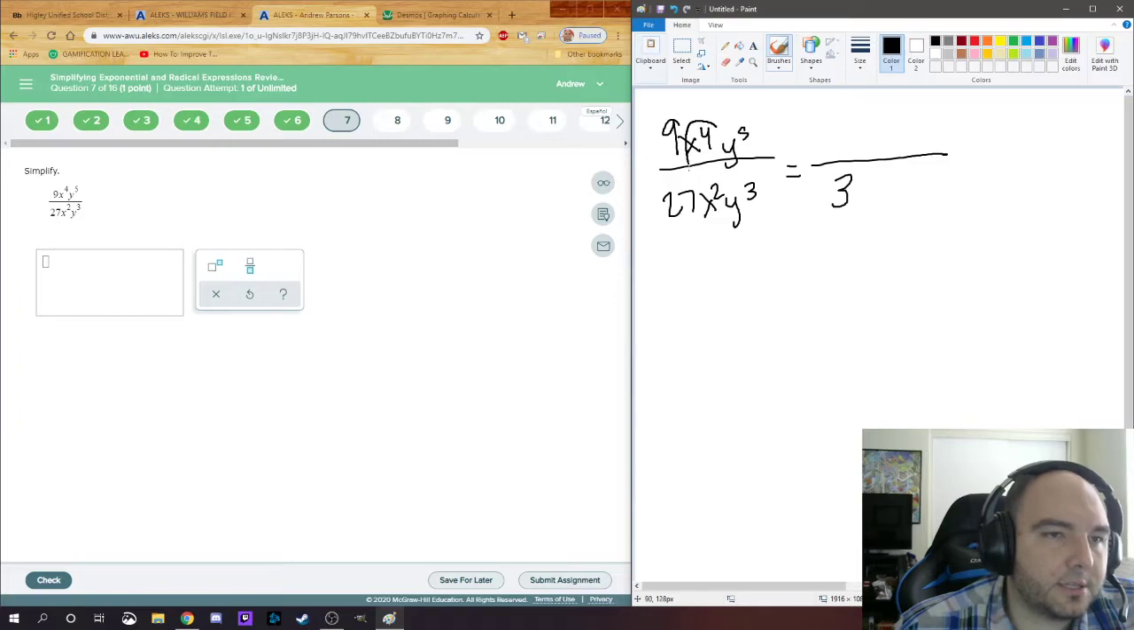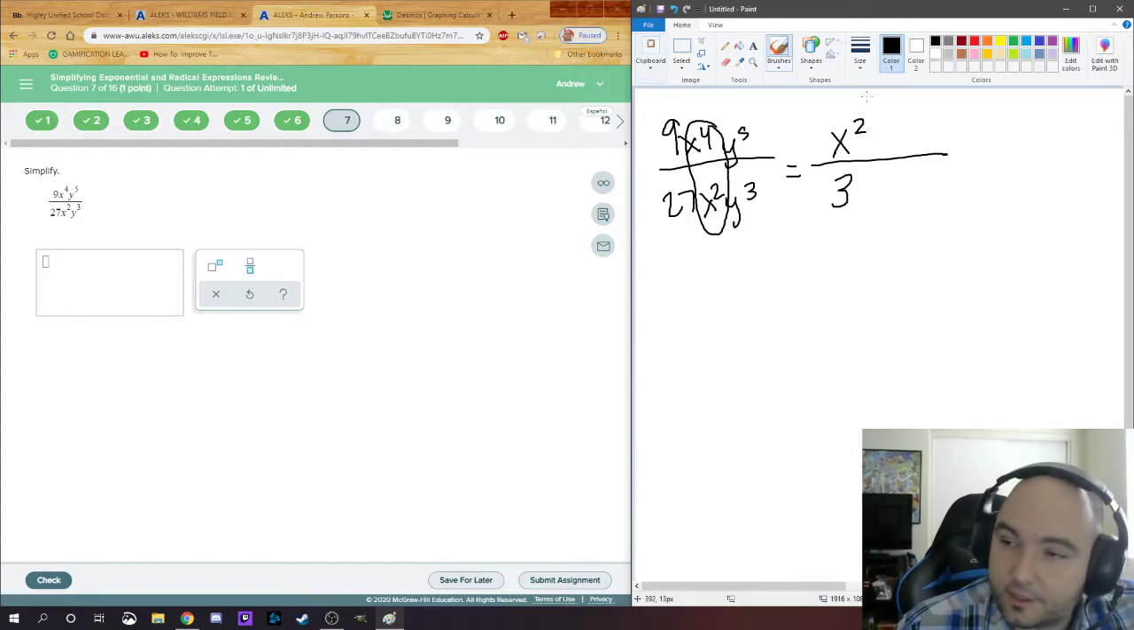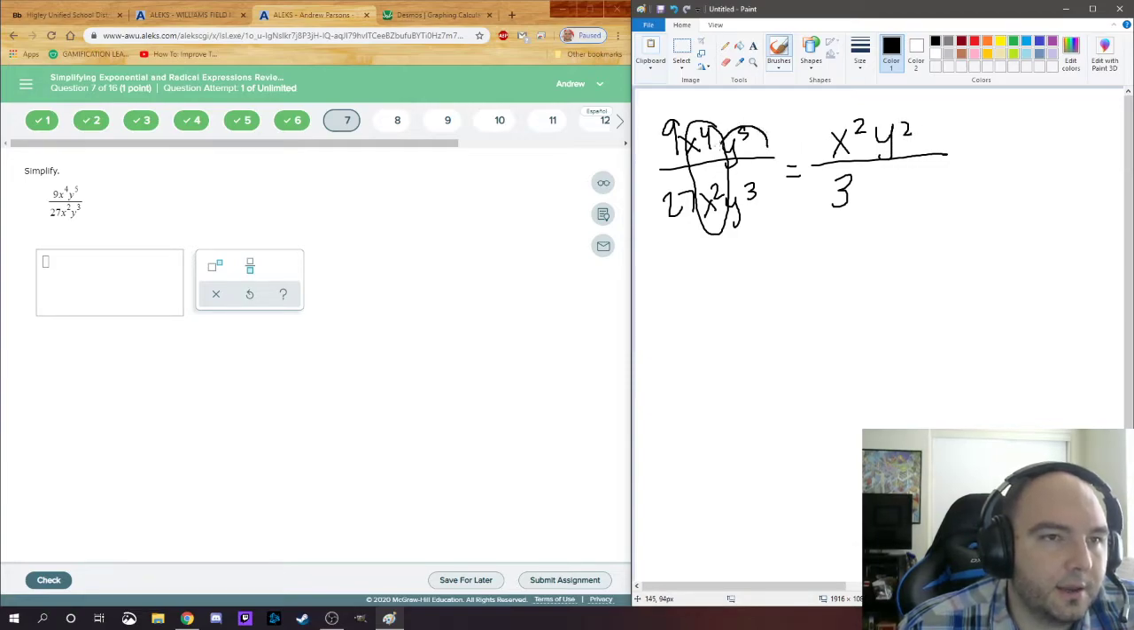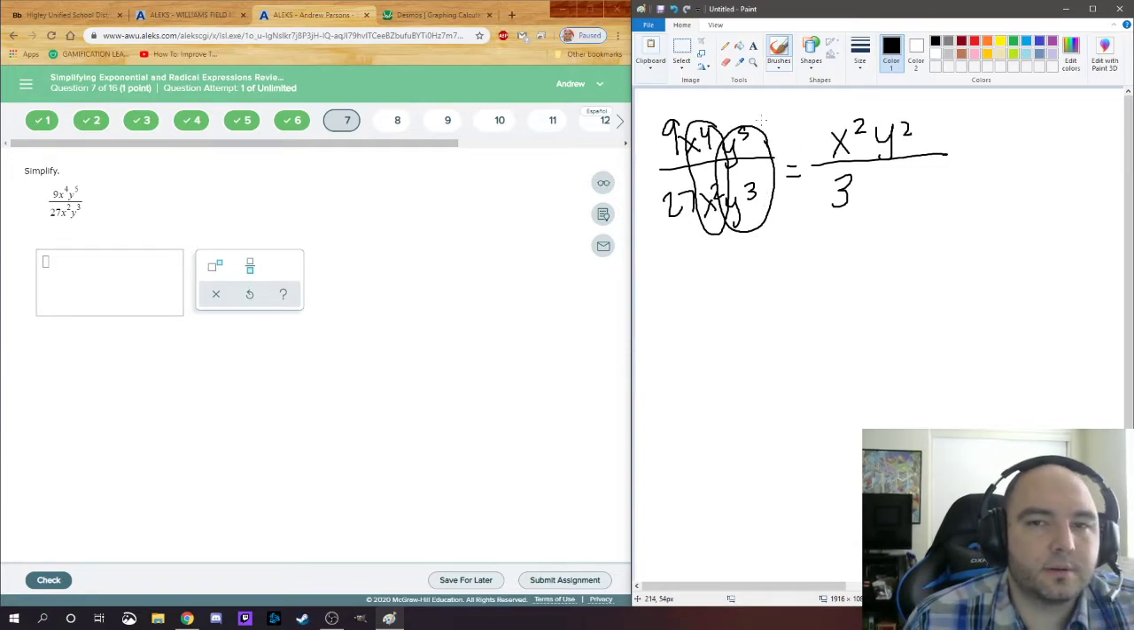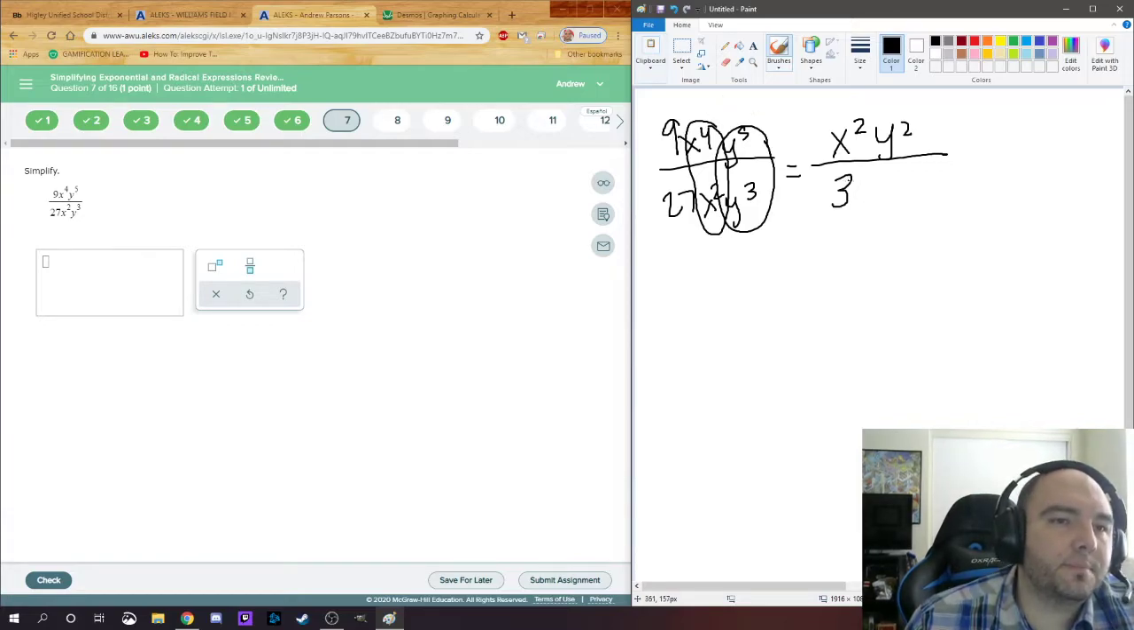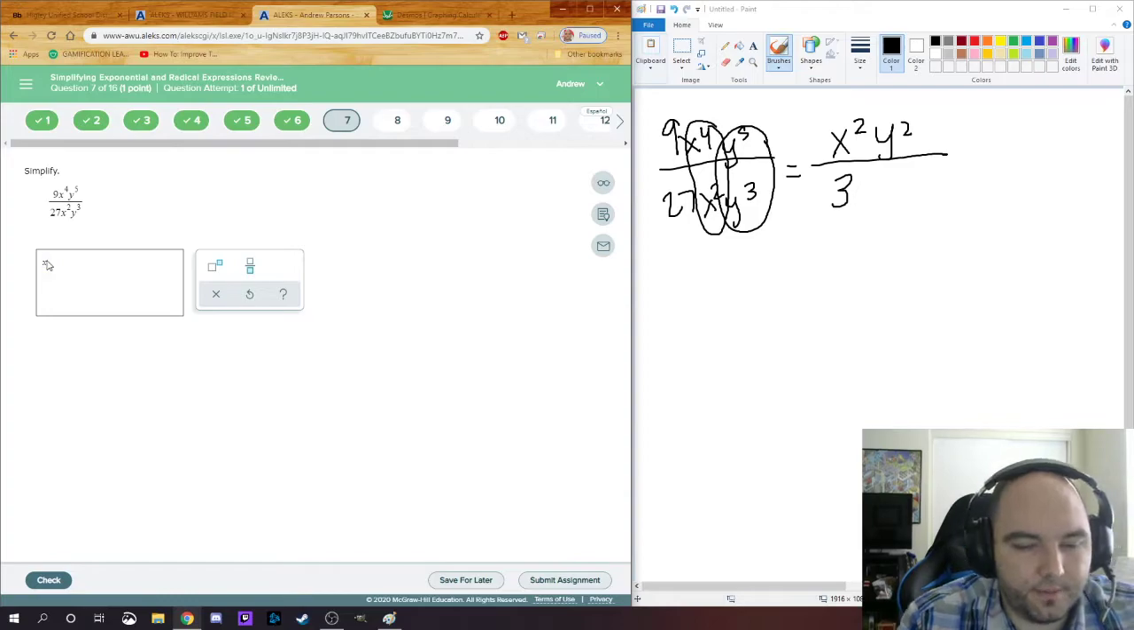Okay, now we're going to do x to the 4th and x squared, which makes x to the 2, because 4 minus 2 is 2. Goes on the top. It always goes on the top. By default, goes on the top. 5 minus 3 is 2, so y to the 2 goes on top. And again, goes on the top, nowhere else, by default. Now, I didn't end up needing to do anything else on the bottom, so I'm just going to leave it as that stuff over 3.